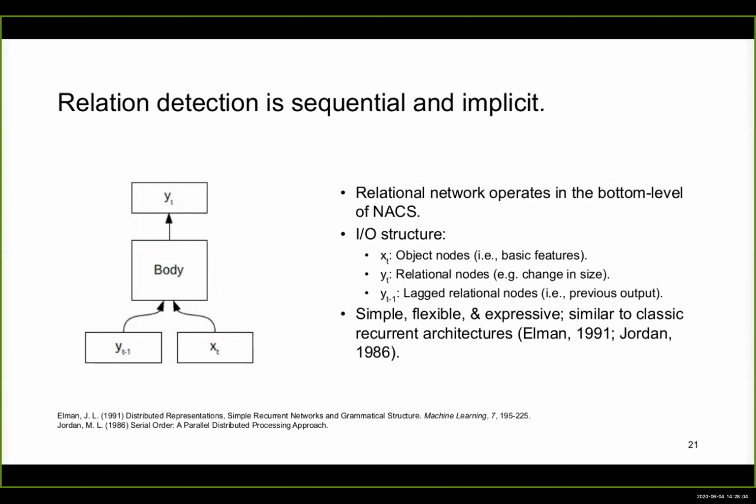So these basic perceptual representations get routed to a relational network, which operates in the bottom level of the non-action-centered subsystem. This means that relation detection is sequential and implicit. And the way this network works is that it takes in activations from the current fixation and outputs strengths for relational nodes. And it's able to process relations of higher arities, 2, 3, 4, whatever, because there are recurrent connections in a secondary input that takes the previous state of the relational network's output.